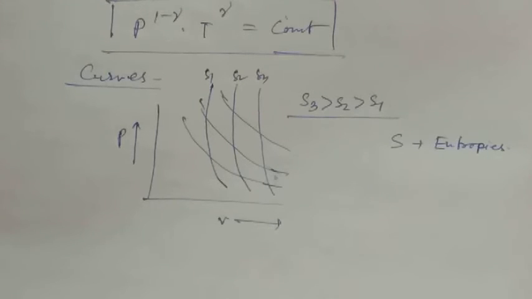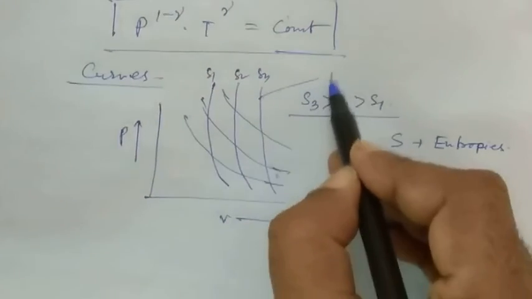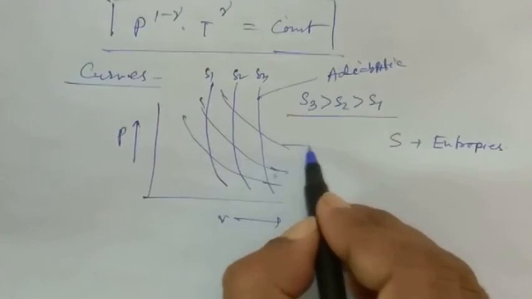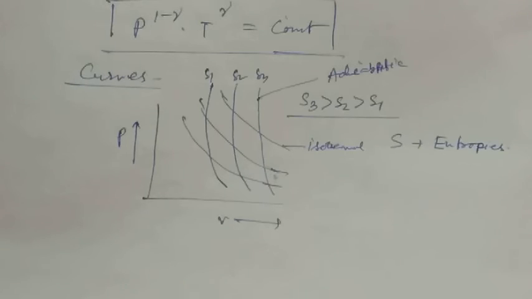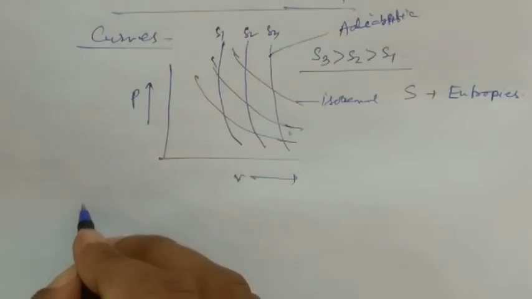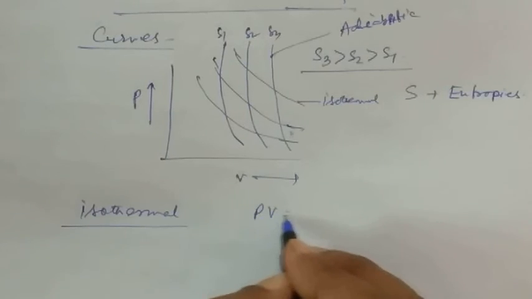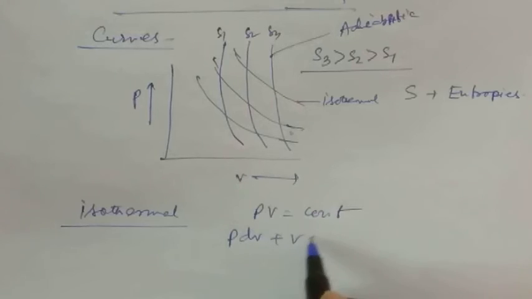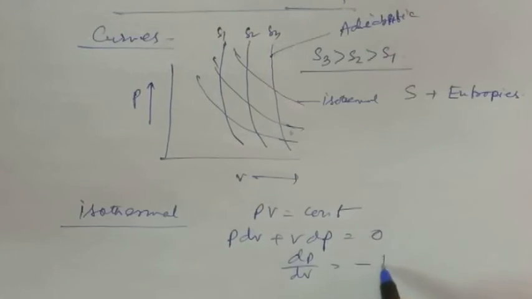So we have seen that the steepness of the adiabatic curves, these curves are the adiabatic curves, and these curves are known as the isothermal curves. So why is the slope more? We can do a simple proof. For an isothermal change, we have PV equal to constant. So taking the derivative, we get PdV plus VdP, and the derivative of a constant is 0. From this we can get dP by dV is equal to minus P by V.